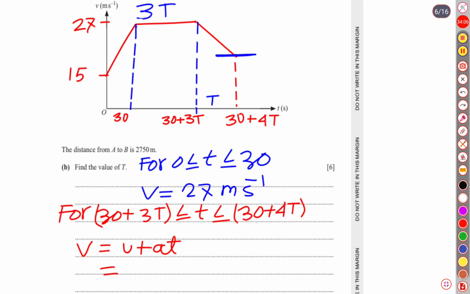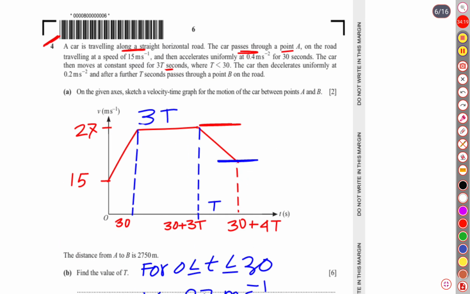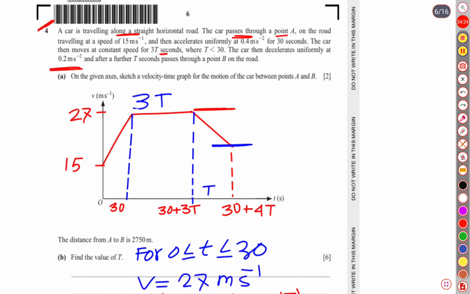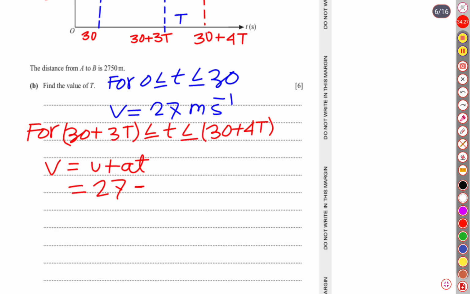Initial velocity is known to us. Initial is this height, it is 27. As this is decelerating, the symbol will be different, and the deceleration rate is given here. Look, it was decelerating at 0.2 meter per second squared. So it is 0.2, and then t is actually the difference between 30 plus 4T and 30 plus 3T, it's actually uppercase T. So this is the velocity at the final stage, 27 minus 0.2t.